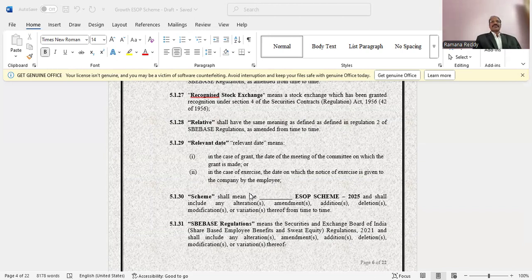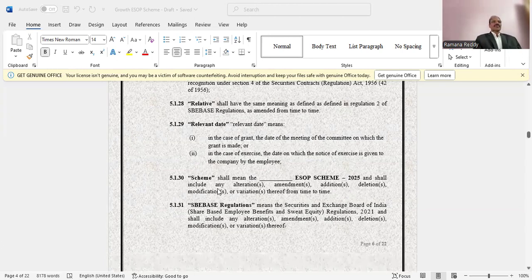After vesting, the employee will make an application for exercise. So the date on which the notice of exercise is given by the employee to the company is called the relevant date for exercise. One should be familiar with all these definitions. Then only can you understand the fundamental document, the ESOP scheme. These definitions are very, very important to understand.